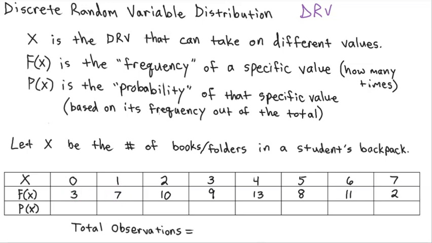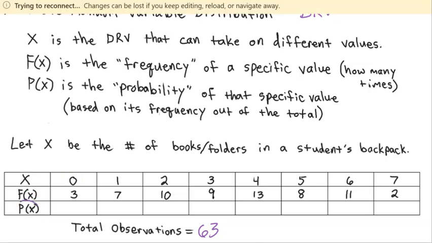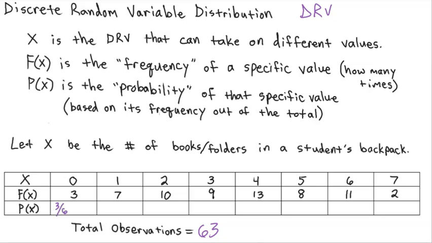So 3 plus 7 is 10. 10 plus 10 is 20. Plus 9 is 29. Plus 13 is 42, plus 8 is 50, plus 11 is 61, plus 2 is 63. So the total number of observations is 63. The probability of 0 occurring is going to be the frequency divided by the total. Okay, that's what I said right here, based on its frequency out of the total. And so the probability here would be 3 out of 63.